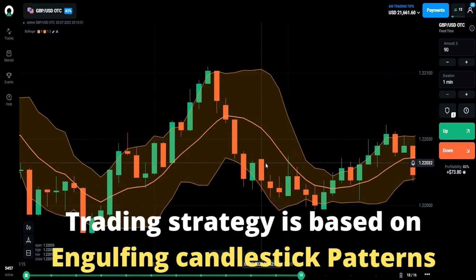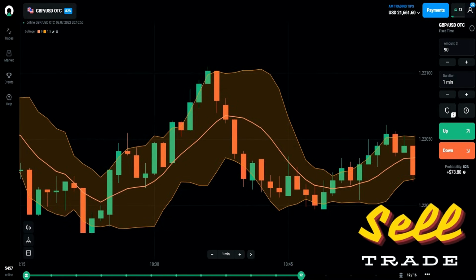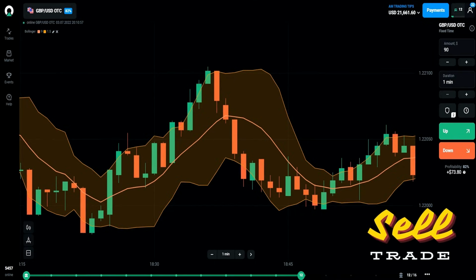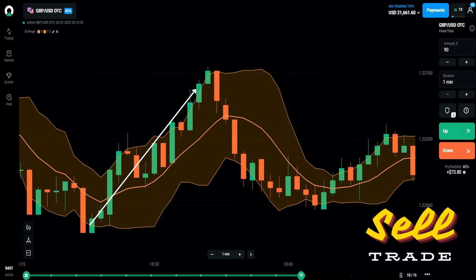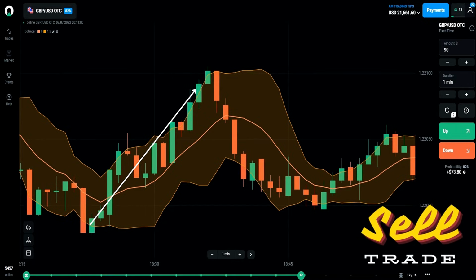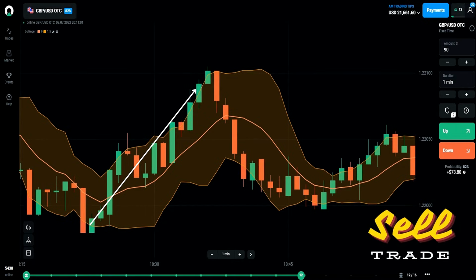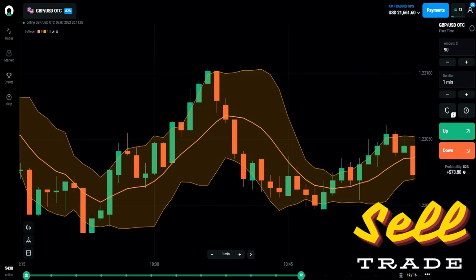Now, let's get into the strategy based on the engulfing candlestick patterns. First, let's look for a sell opportunity. We need to see the market momentum shift. Step 1, we need the price to touch the lower Bollinger Band, and then travel all the way up to touch the upper Bollinger Band. This shows us the buyers have pushed the price as high as it can go.